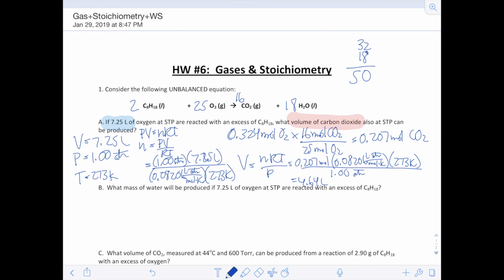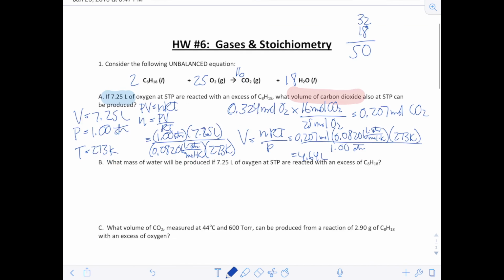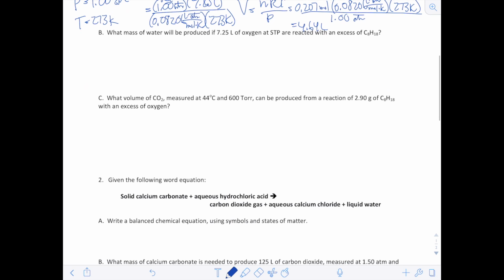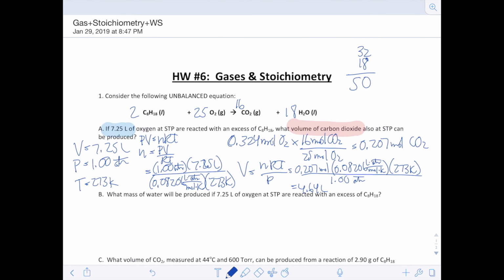Okay, so you're going to do the rest of these problems, and if you're stuck, you need to contact me. I'm going to share with you the answers tomorrow. Please remember that volume should be in liters, and your R value should correspond to the pressure unit that you have. So if you are stuck, you need to ask me for help.